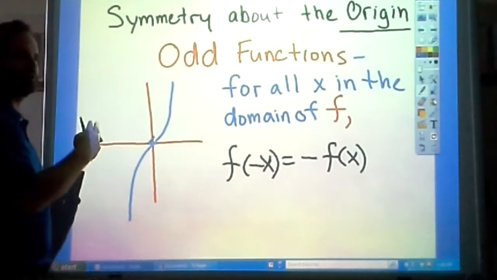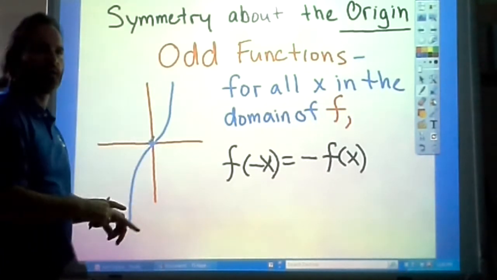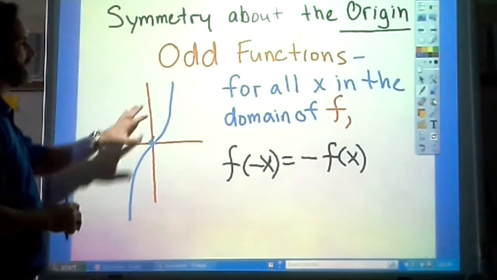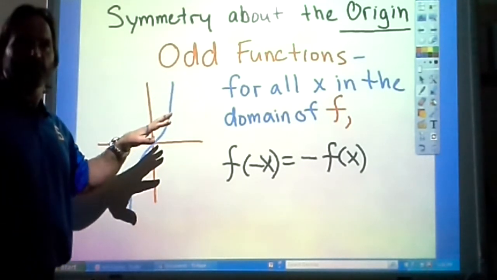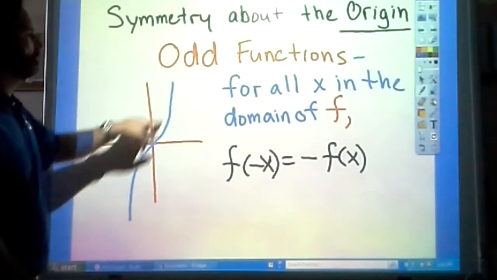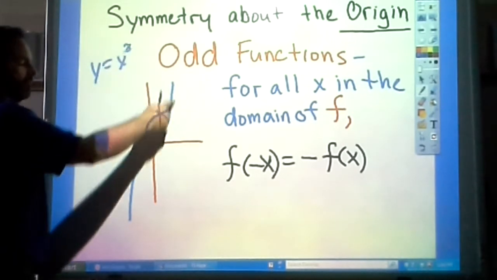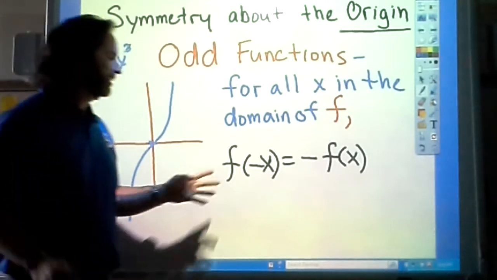So things that are symmetric about the origin, imagine rotating them about the origin, and would they superimpose on each other? In this case, this is an odd function, so odd functions are symmetric about the origin. Here's an odd function: the cubic function y equals x cubed. This is our parent function. That's an odd function. This is what an odd function will be.